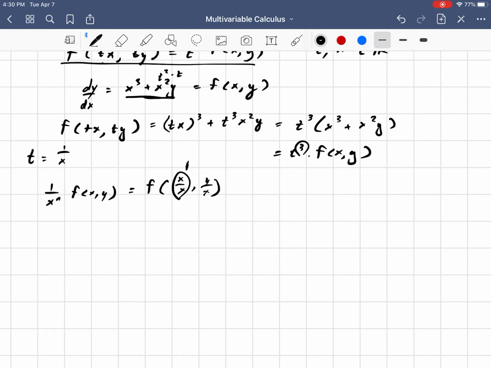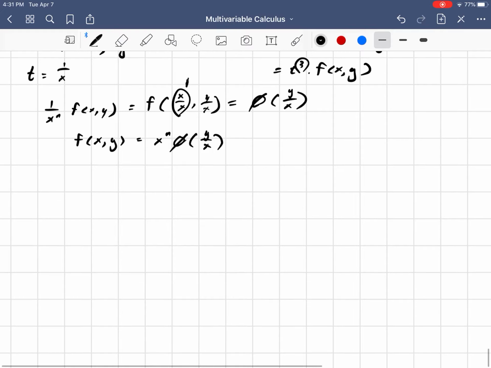and x over x is just 1. So if this x variable is held constant at 1, then there's really only one variable that can change, and so we could write f in terms of a single variable function. I'll call it phi of just y over x. And so then that would mean, if I multiply both sides by x to the n, that f of x y is equal to x to the n times phi of y over x.